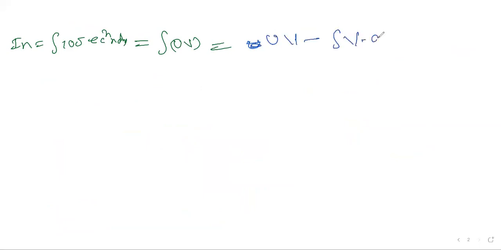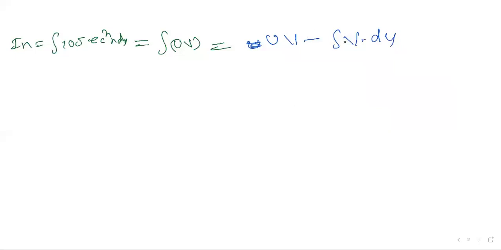In is equal to the integration of cosecant power n minus 2 x dx. We are going to apply integration by the UV format, as you tried to apply in the previous case. What is the formula for the UV format? UV minus the integration of V du. This was already discussed in the previous classes.